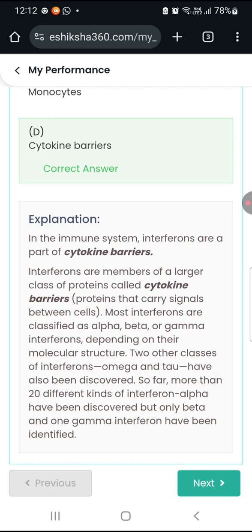Most interferons are classified as alpha, beta, or gamma interferons depending on their molecular structure. Two other classes of interferon, omega and tau, have also been discovered. So far, more than 20 different kinds of interferon alpha have been discovered, but only one beta and one gamma interferon has been identified.